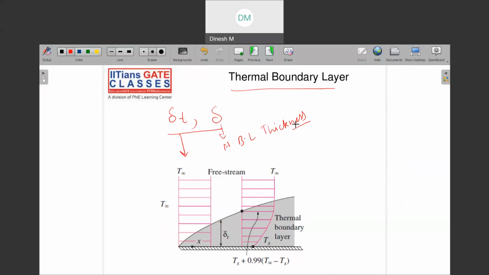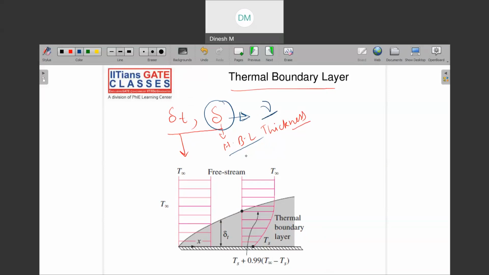So now my question is, which one will be more? Yes or no? So you will have to decide which one will be more. In order to decide that, again you should know, likewise in the case of hydrodynamic boundary layer thickness, we decided that it was nu, the kinematic viscosity, which was helping you to decide what will be the thickness of the boundary layer.